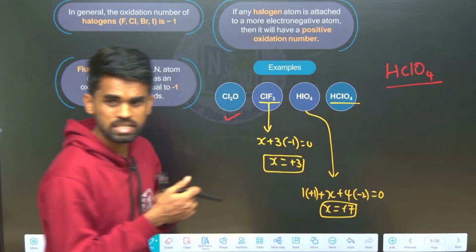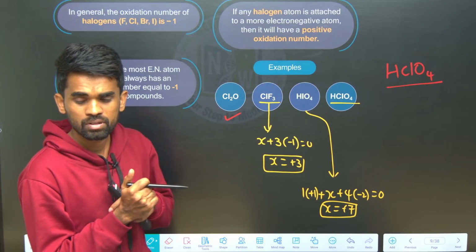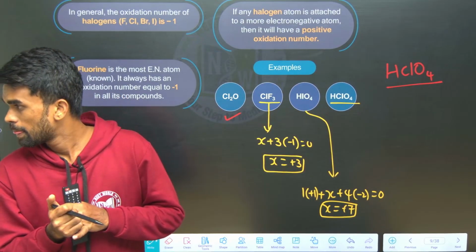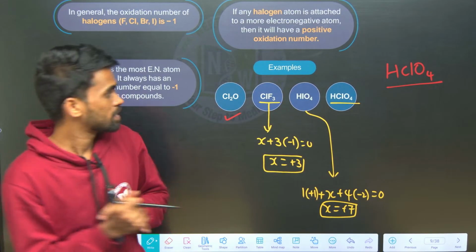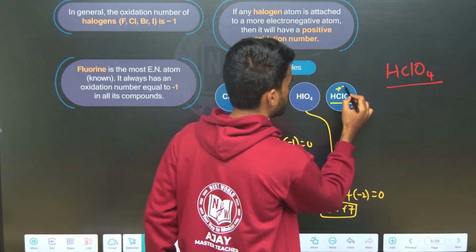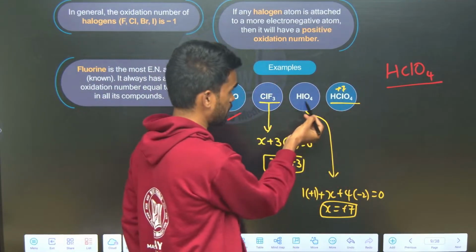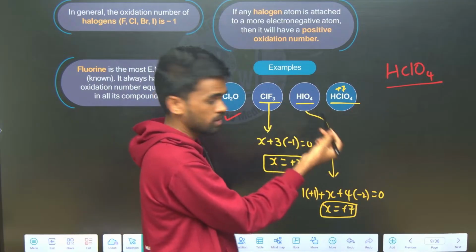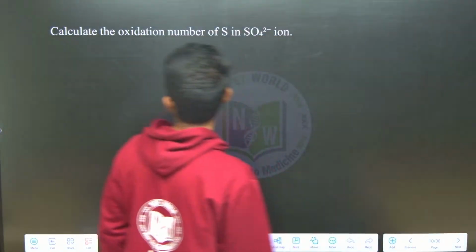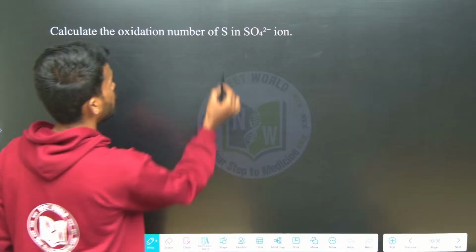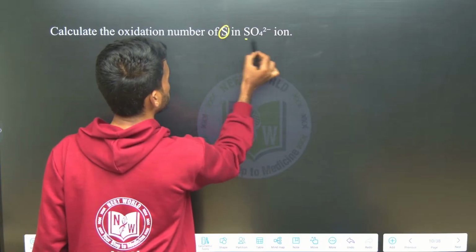Okay. Next, here we have HClO4. What is the oxidation state there also? Tell me. Same. Plus 7 you will get for chlorine. As it is. Like HClO4, HIO4, HClO4. Next. So tell me here, oxidation state of sulfur in sulfate.